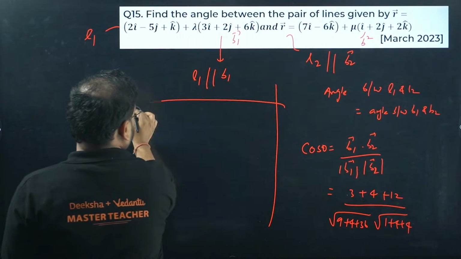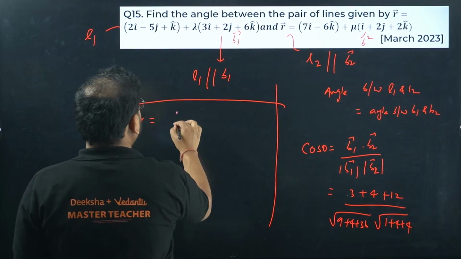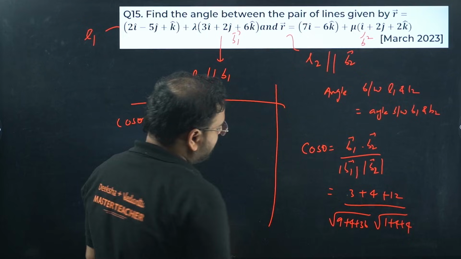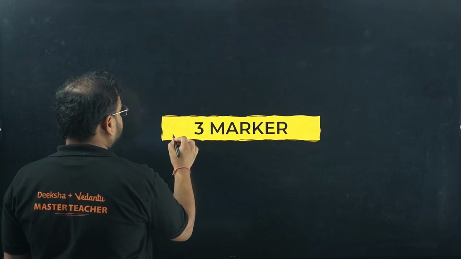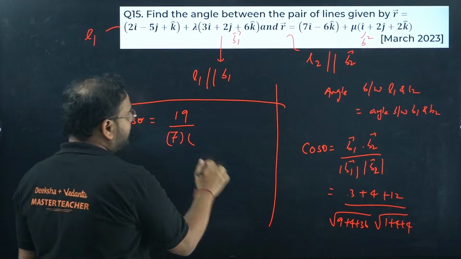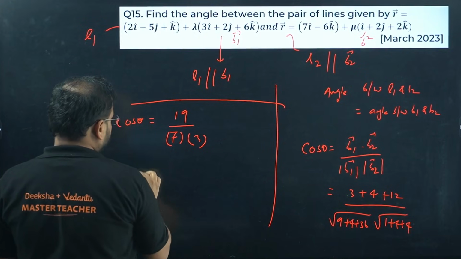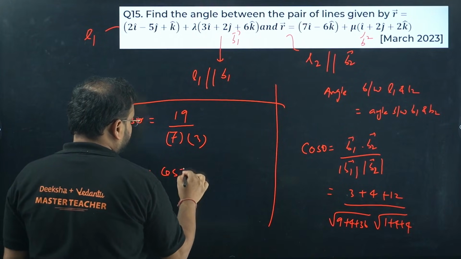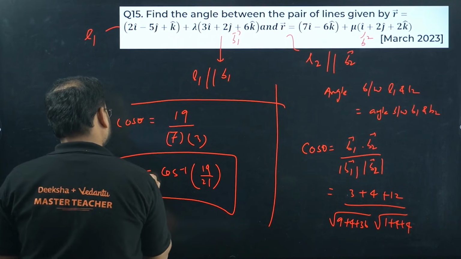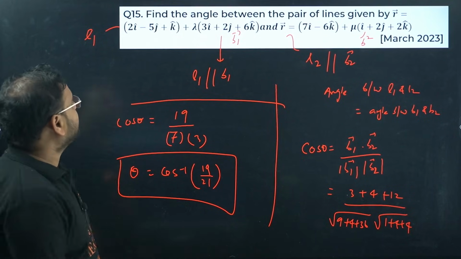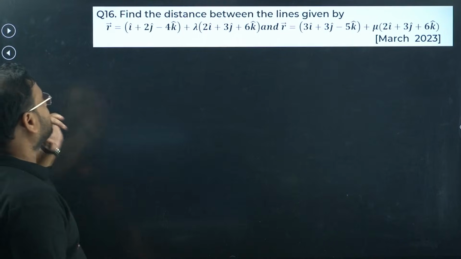Continue. Over here, cos theta, you check. Numerator is 12 plus 4 plus 3, which is 19. Denominator: 36 plus 4 is 40, plus 9 is 49, root will be 7. And here 4 plus 4 is 8, plus 1 is 9, the root will be 3. I'm looking for theta, so cos inverse of 19 by 21. That's my angle. Please check. Okay, that's the required answer for the 3-marker. Next, question number 16.